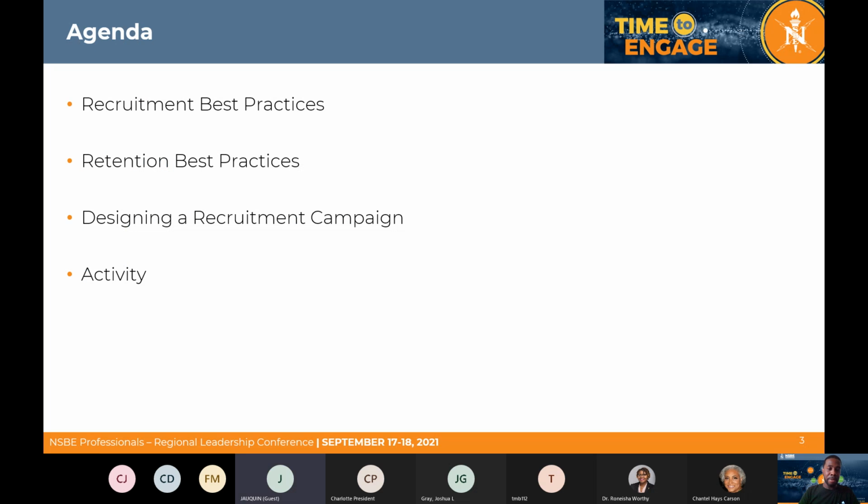For our agenda today, we'll go over recruitment best practices, then retention best practices. Then we'll talk about how to design a recruitment campaign, and then we'll do an activity.